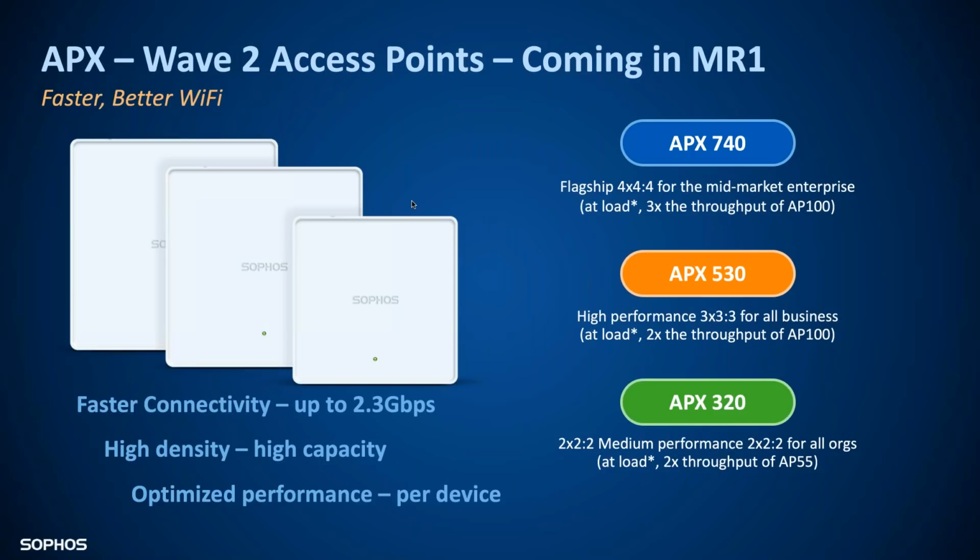Lastly, the Wave 2 access points, or APXs, are coming with MR1. MR1 is due out in January of next year, 2019. So that'll be available to be managed directly from the XG firewalls. With that, we'll leave it there.